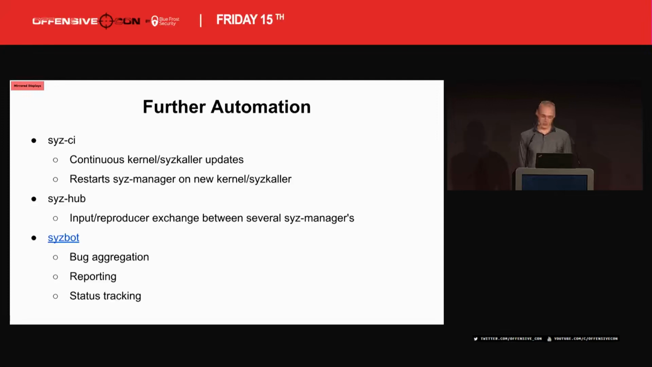But I'd say the biggest thing in terms of automation, especially bug reporting automation, is called Sysbot. And Sysbot is actually a service. The idea is that we have a bunch of upstream kernels, some of the development kernel branches. We have sysmanagers for them running on GCEs, and we have a magic Sysbot machine which collects the crashes from those kernels and just reports them to kernel developers on mailing lists or whichever way they would prefer.